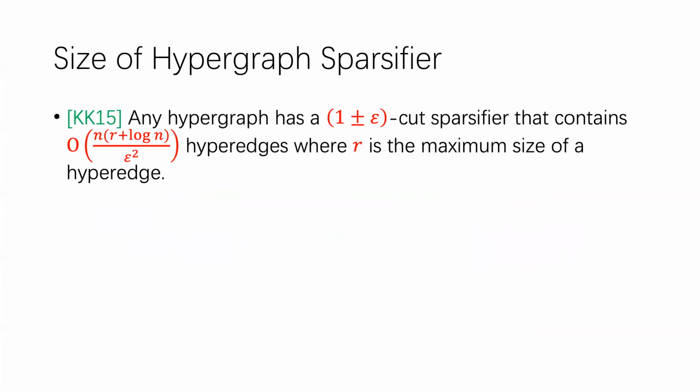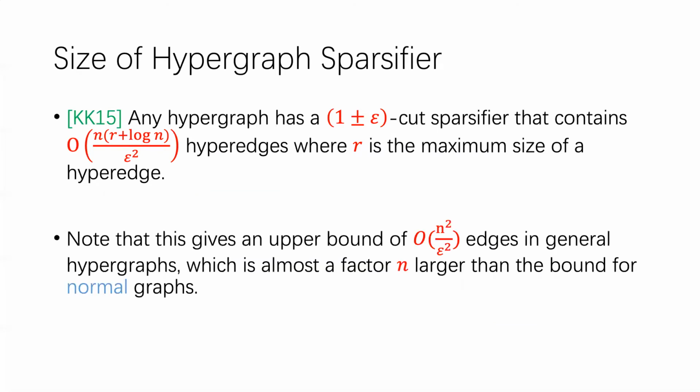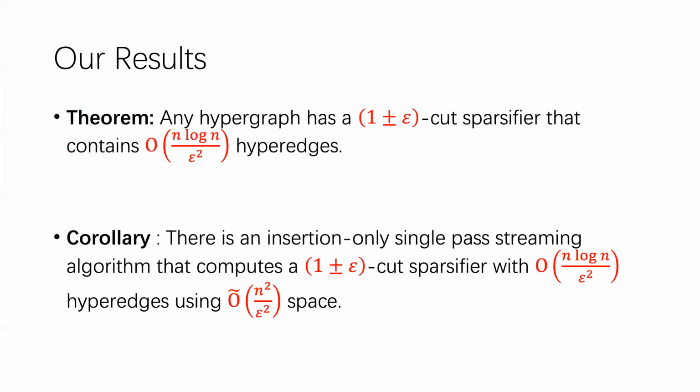Before this work, the best upper bound on the size of a hypergraph sparsifier was by Kogan and Krauthgamer. They proved that any hypergraph has an epsilon sparsifier that contains order n times (r plus log n) hyperedges, where r is the maximum size of a hyperedge. Note that it is order n squared in general, since a hyperedge could have order n vertices. This is almost a factor n larger than the bound for normal graphs.